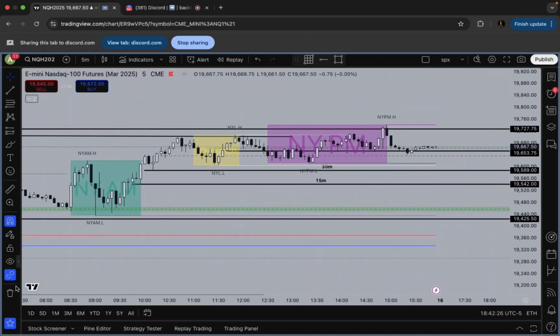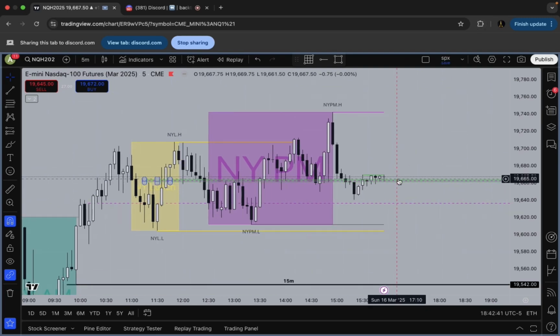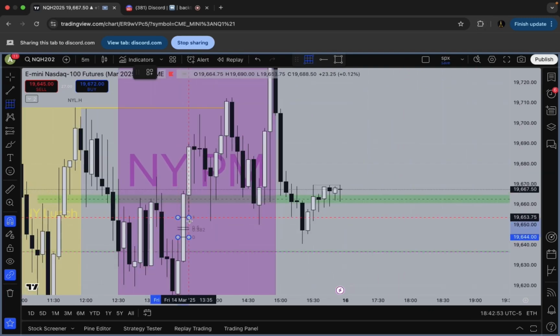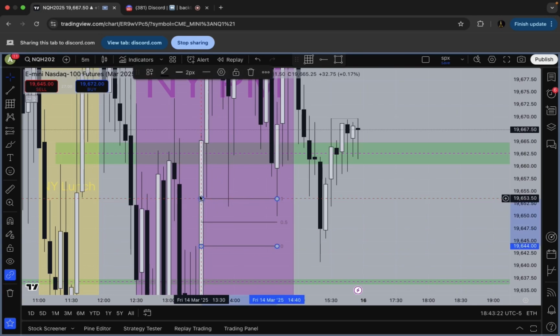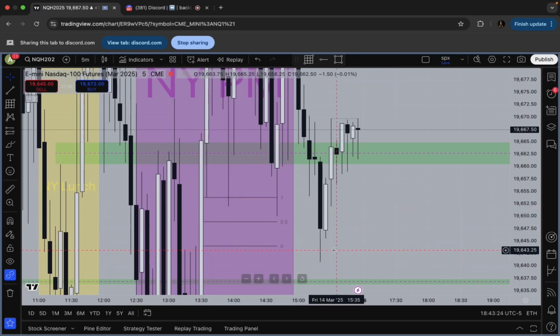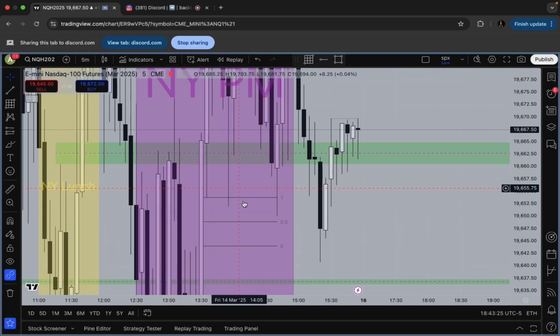So let me give you an example here. So for example, right here. This is a fair value gap. This is the one I'm choosing to use. And equilibrium of a fair value gap is the 0.5 fib, or just the 0.5 level. So as you can see here, we didn't necessarily trade into equilibrium of this fair value gap. So this would not be a protected low.